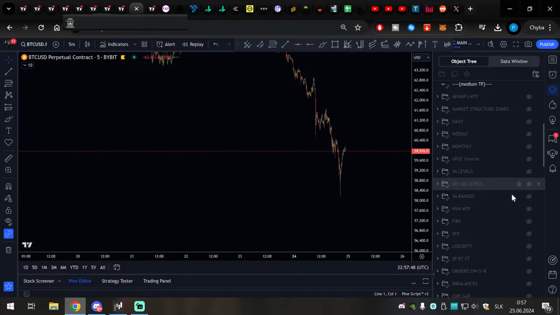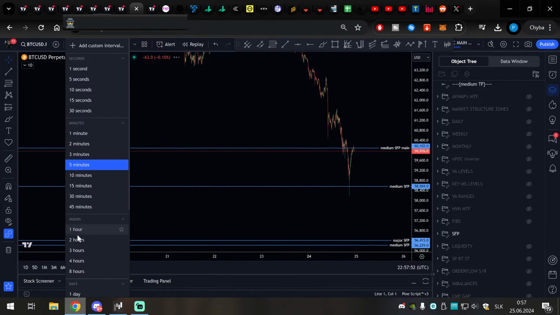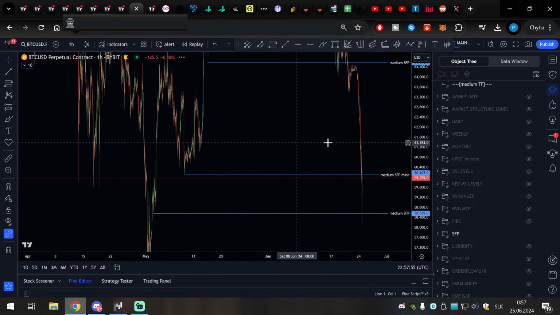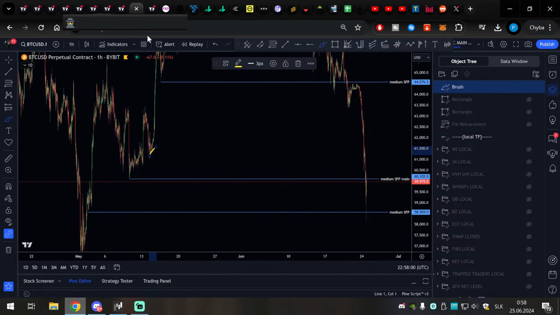So what do we need here? We need swing failure patterns. Let's turn them on. 1 hour time frame, so you see which low. So yeah, you see Bitcoin was pushing heavily from here. So over here, these are curved lows.